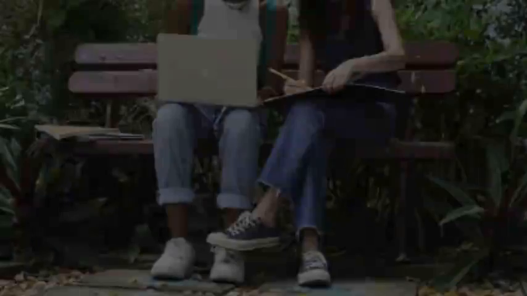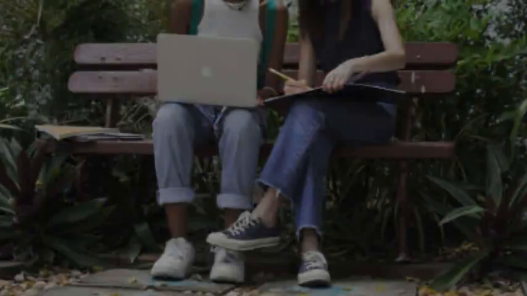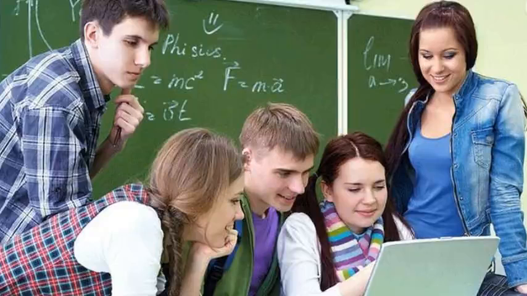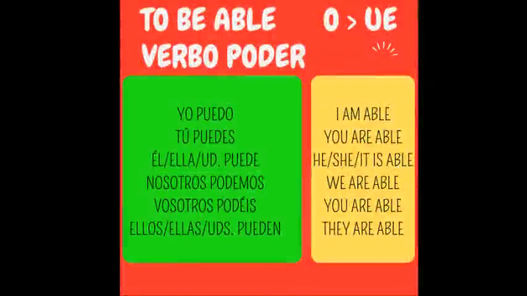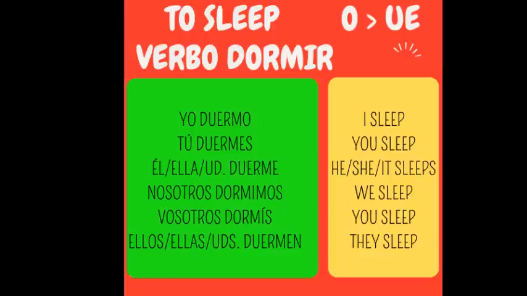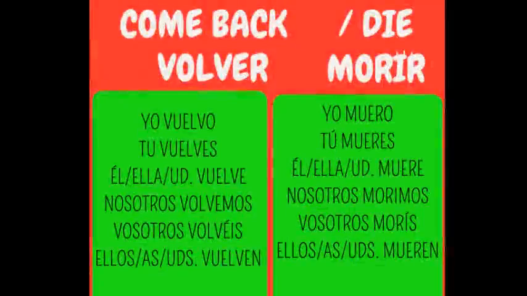Next, we have verbs with the O to UE change. Here, the O in the root changes to UE in similar forms. Take the verb poder, meaning to be able to, yo puedo, tú puedes, él puede, but nosotros podemos. Another example is dormir. Yo duermo, tú duermes, él duerme, but again, nosotros dormimos. Other examples include volver, to return, and morir, to die.